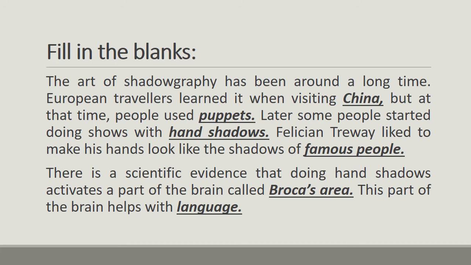Felician Trivet liked to make his hands look like the shadows of famous people. There is scientific evidence that doing hand shadows activates a part of the brain called blank, Broca's area. This part of the brain helps with blank, language. Or I can even ask like Broca's area helps with language.